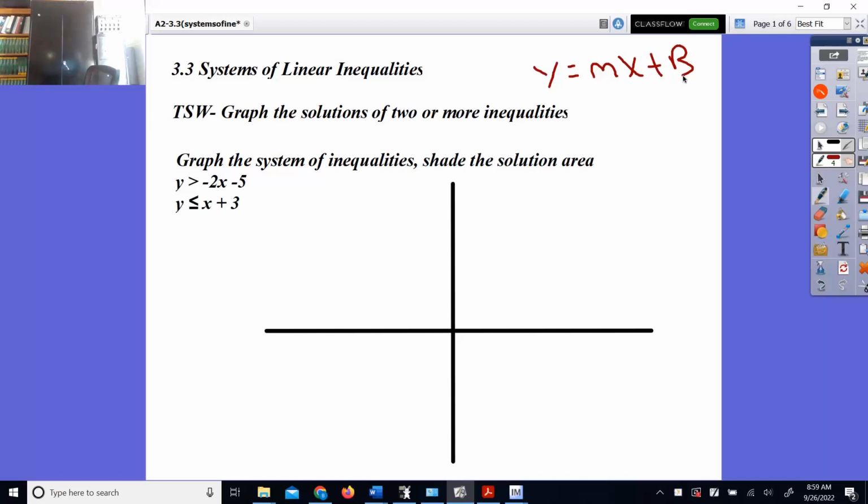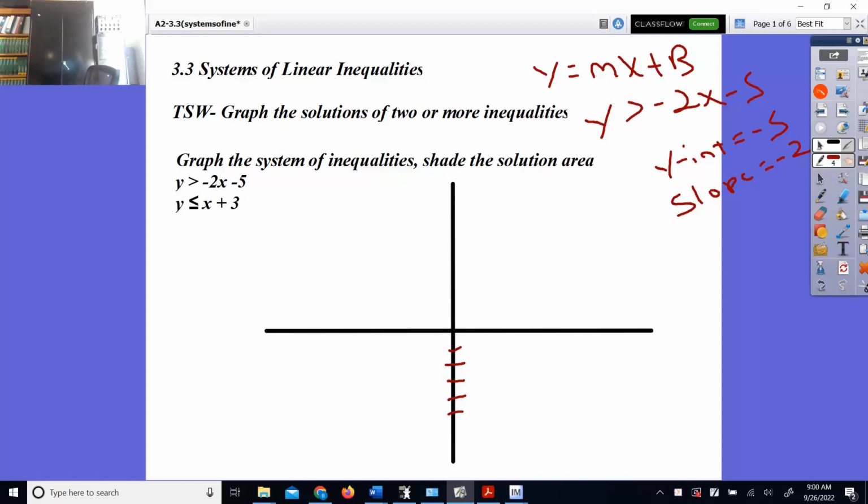So if I'm looking at y greater than negative 2x minus 5, where's the y-intercept? I know Paisley can do it. What's the slope? Negative 2. You find that in front of x. I know a handful of y'all can't do that. And you need to be able to start doing that. You've been taught that since, what, 7th grade?